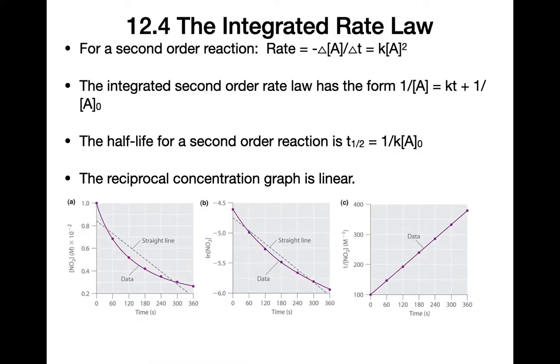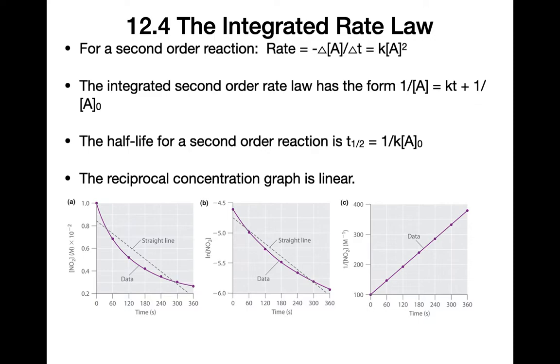Okay, for a second order reaction, rate equals k[A] squared, we find that the integrated rate law is going to take the form of 1 over the concentration equals kt plus 1 over the original concentration. So that means that our straight line will not be the concentration or the natural log of concentration. The straight line will be the reciprocal of the concentration versus time. So if you find when you graph your data that the reciprocal is the straight line, that tells you you have a second order reaction.